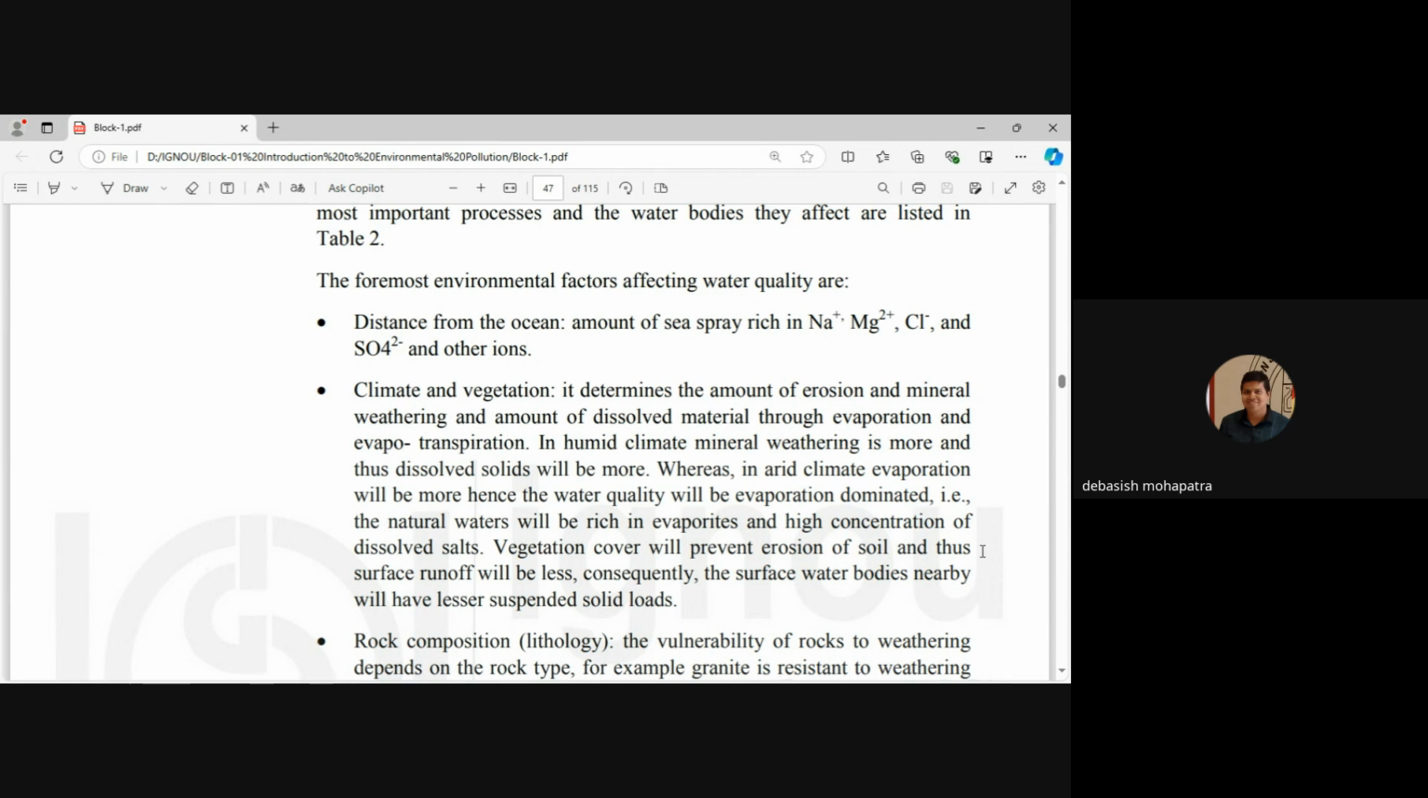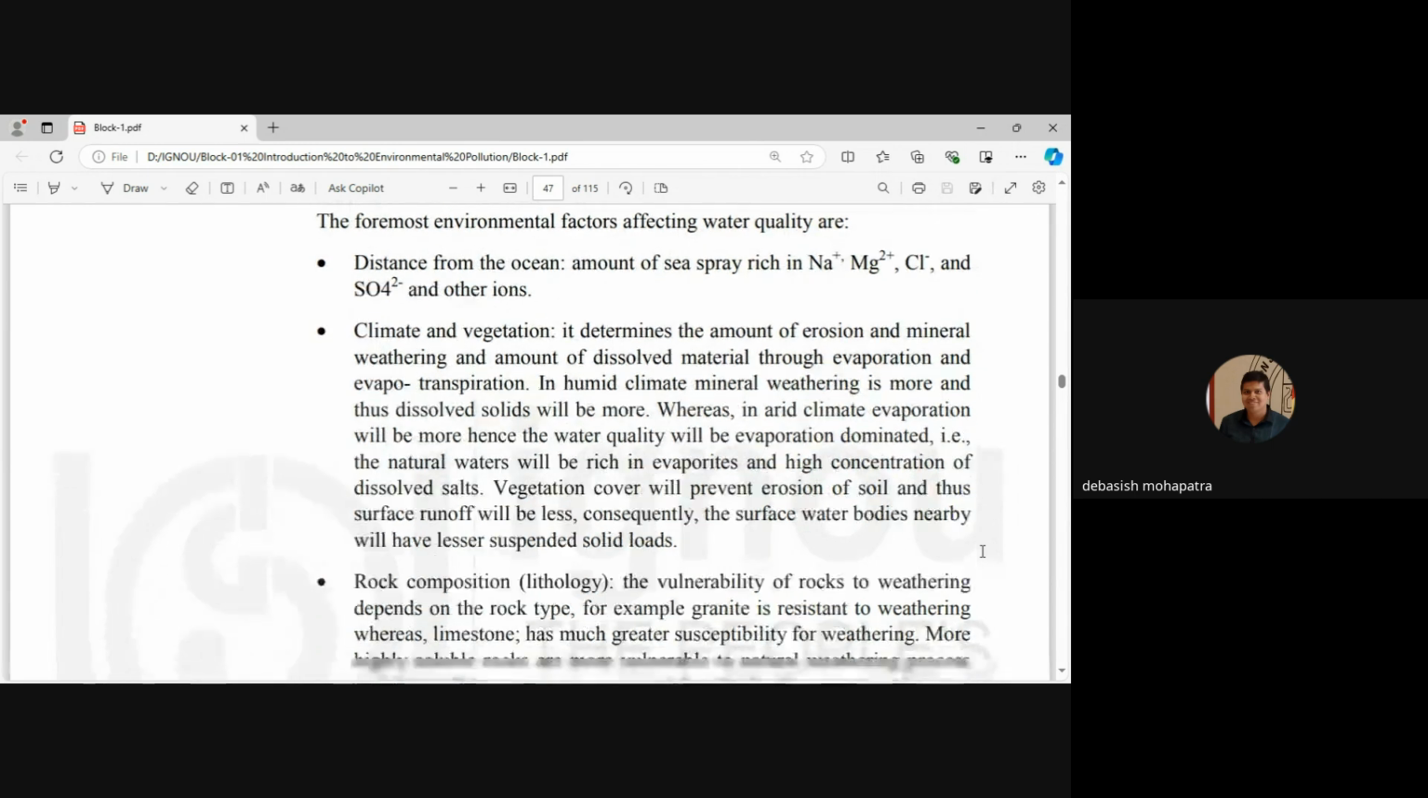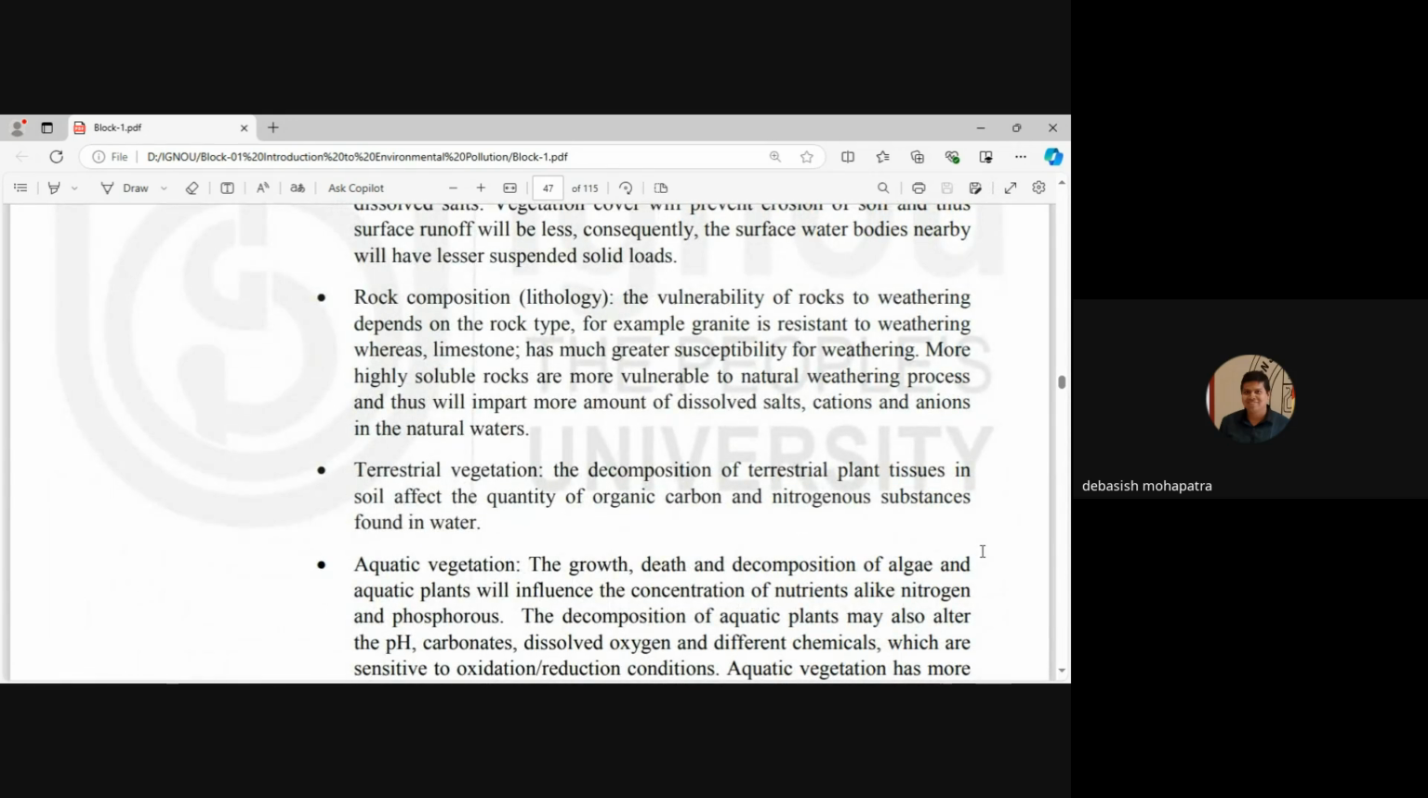Then it is rock composition or lithology. The vulnerability of rocks to weathering depends on the rock type. For example, granite is resistant to weathering, whereas limestone has much greater susceptibility to weathering. So the weathering of a rock depends on the type of rock.